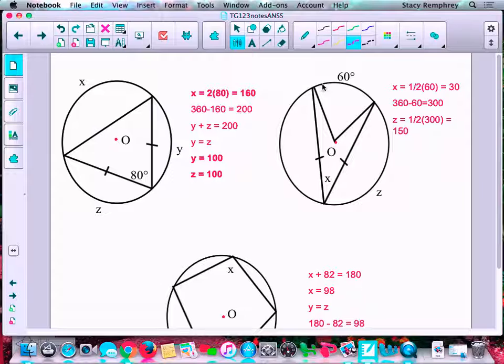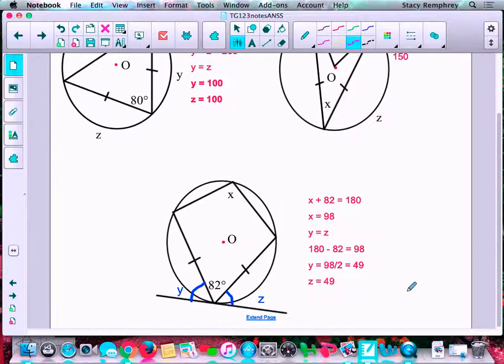Okay, over here, same idea. 60 is the intercepted arc of angle x. Angle x is half of 60, it's 30. Then I took 360, I subtracted this 60-degree arc to find the measure of both of these arcs together, which was 300. Congruent chords have congruent arcs, which means arc Z is half of 300, it's 150.